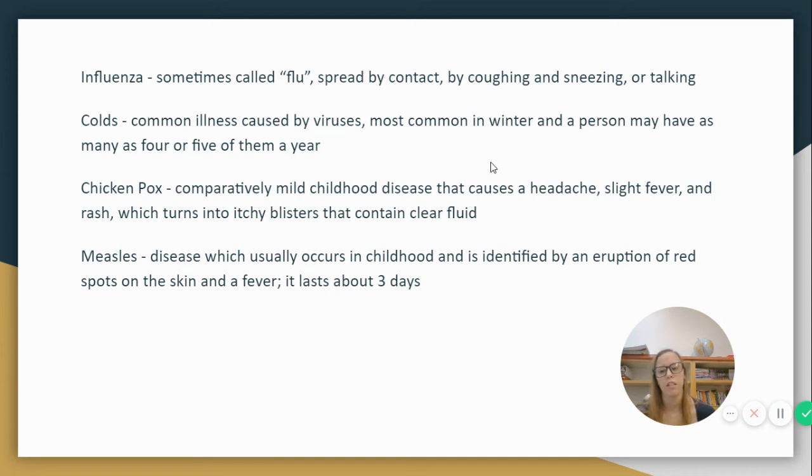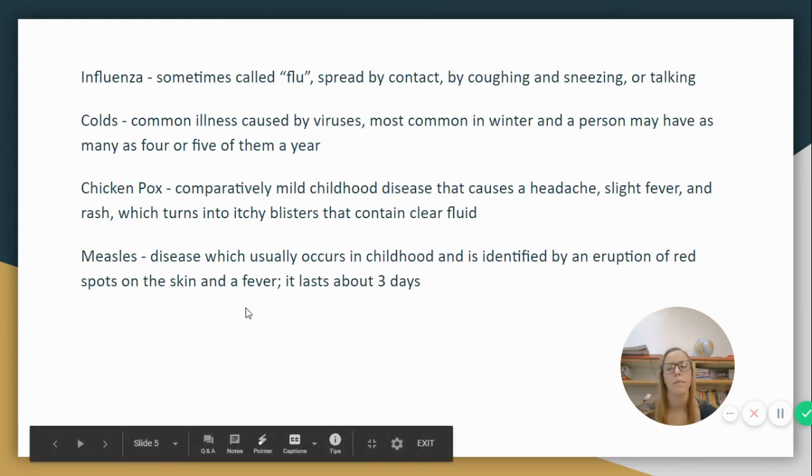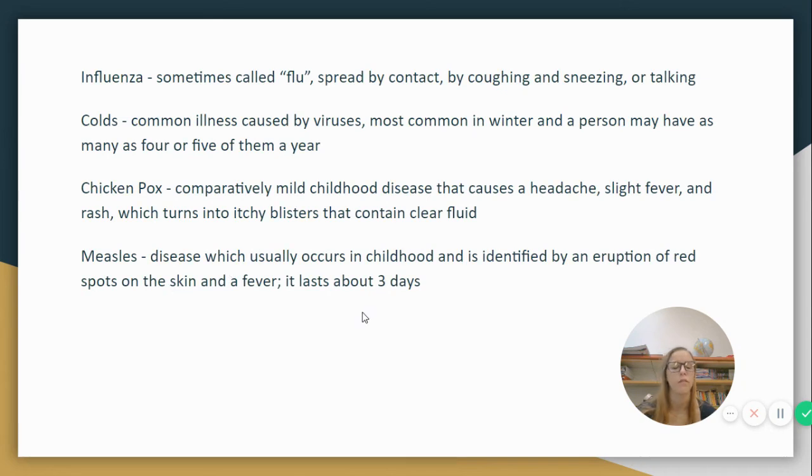Next is the chickenpox, which is a comparatively mild childhood disease that causes a headache, slight fever, and rash, which turns into itchy blisters that contain clear fluid. Then we have the measles, which is kind of similar to chickenpox in that if you get it once, you don't get it again. But it's a disease which, again, usually occurs in childhood and is identified by an eruption of red spots on the skin and a fever, and it usually lasts about 3 days.